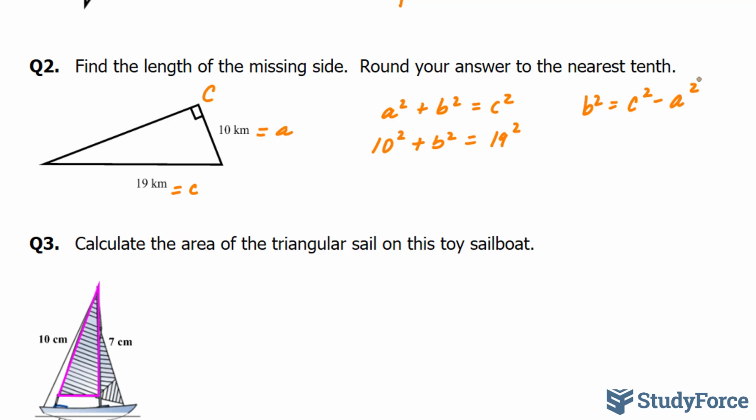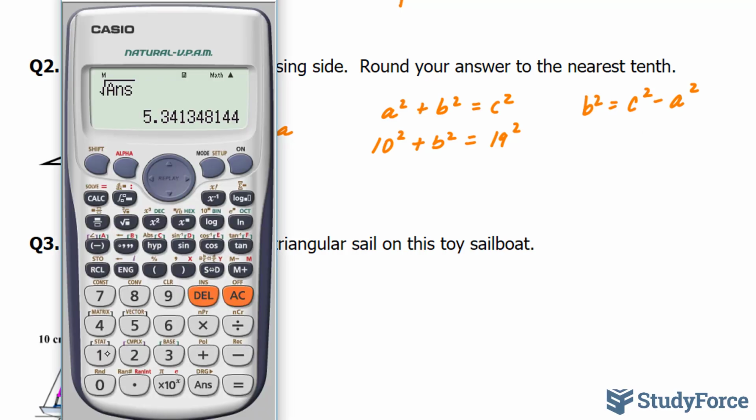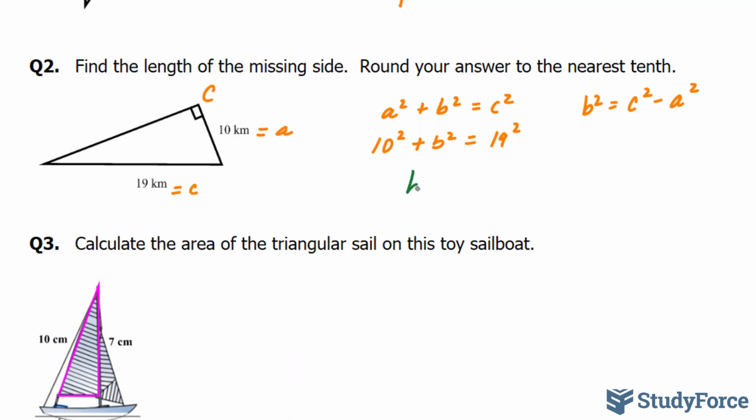Instead of having to memorize this version of the Pythagorean theorem, you can simply evaluate 10 to the power of 2 and evaluate 19 to the power of 2 and subtract them. Essentially, it's the same thing as this. So here's what I mean. 19 to the power of 2 is 361 minus 10 to the power of 2. We square root both sides now, and we end up with 16.15. b is equal to 16.15.